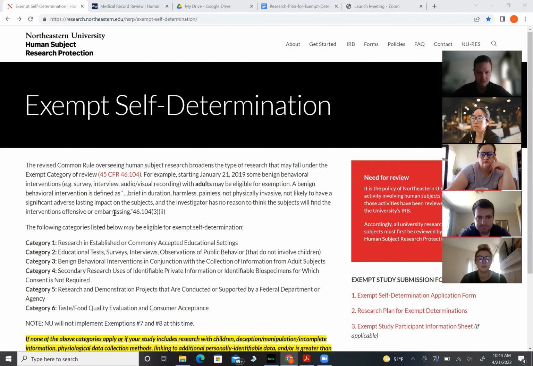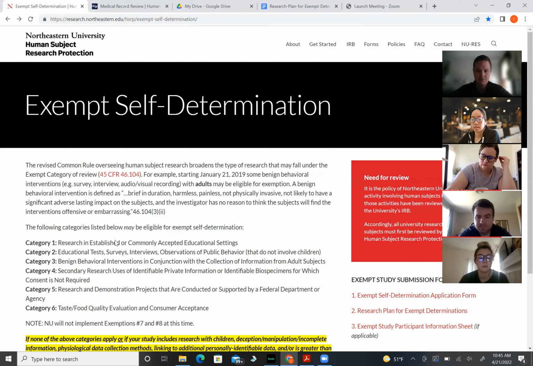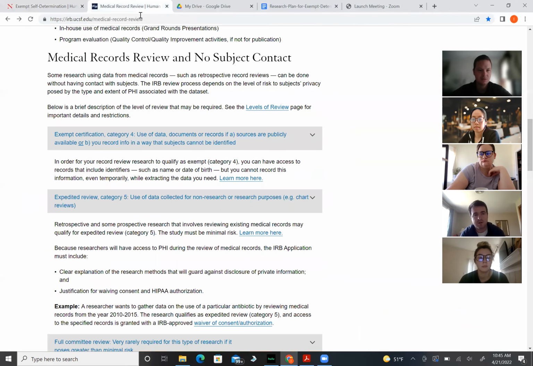Since our study involves retrospective analysis and gathering of medical records, it would fall under category 4. Highlighting that here, category 4 is secondary research uses of identifiable private information or identifiable biospecimens for which consent is not required. I found a little more about category 4 on University of California, San Francisco's website, explaining that a little more.